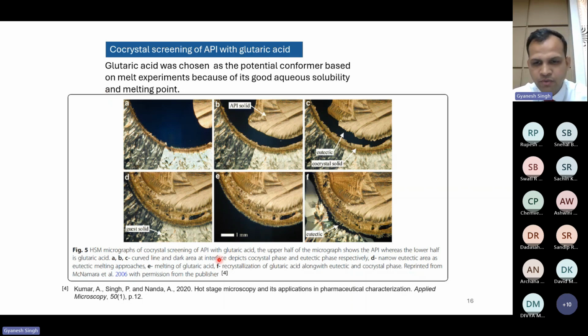Of course, you can continue with the reading. This is a paper from Kumar A. Singh. I can also share this paper with you. So this is a great example of co-crystal screening.